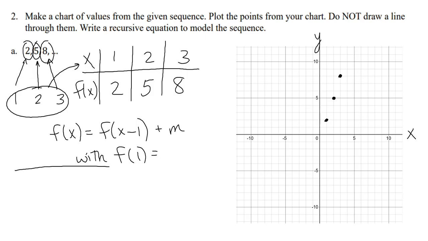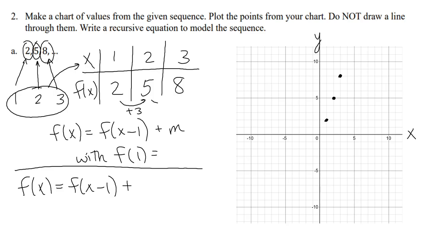So our equation should look like f of x equals f of x minus 1 plus however much we go up or down each time. Well, we go up 3, and then we go up 3 again. So plus 3. And our f of 1 value, we should be able to see it from the chart. f of 1 is equal to 2. And that's what the final result for this problem should look like.